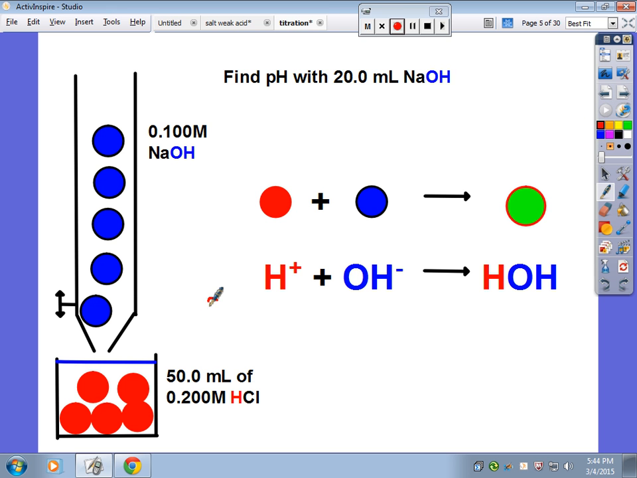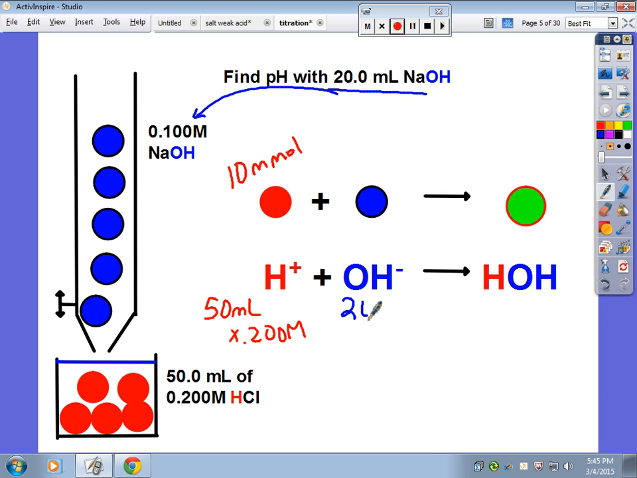What do you know? You know you have 50 milliliters. I'm going to drop that 0.0, okay? Times 0.2. That means I have 10 little circles of red in that beaker, no matter what. And now I'm going to drop 20 milliliters of this 0.1 molar. So what's 20 milliliters times my 0.1 molar? Well, that's 2 little millimoles, isn't it? When I drop those 2 blue circles, they're going to react with these.